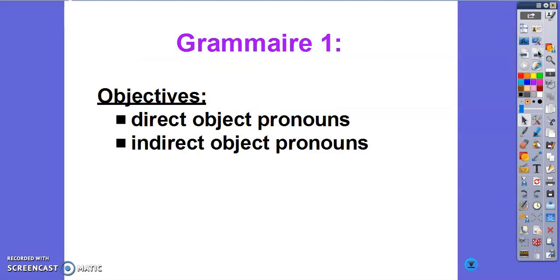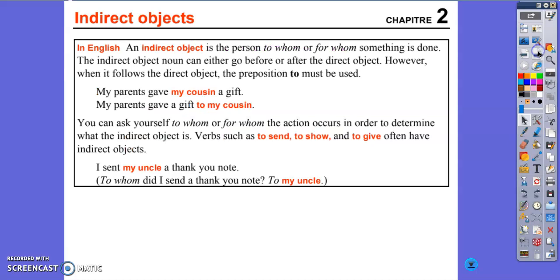Today, we're going to be looking at indirect object pronouns. So, in English, an indirect object is the person to whom or for whom something is done. The indirect object noun can either go before or after the direct object. However, when it follows the direct object, the preposition to must be used. My parents gave my cousin a gift versus my parents gave a gift to my cousin.